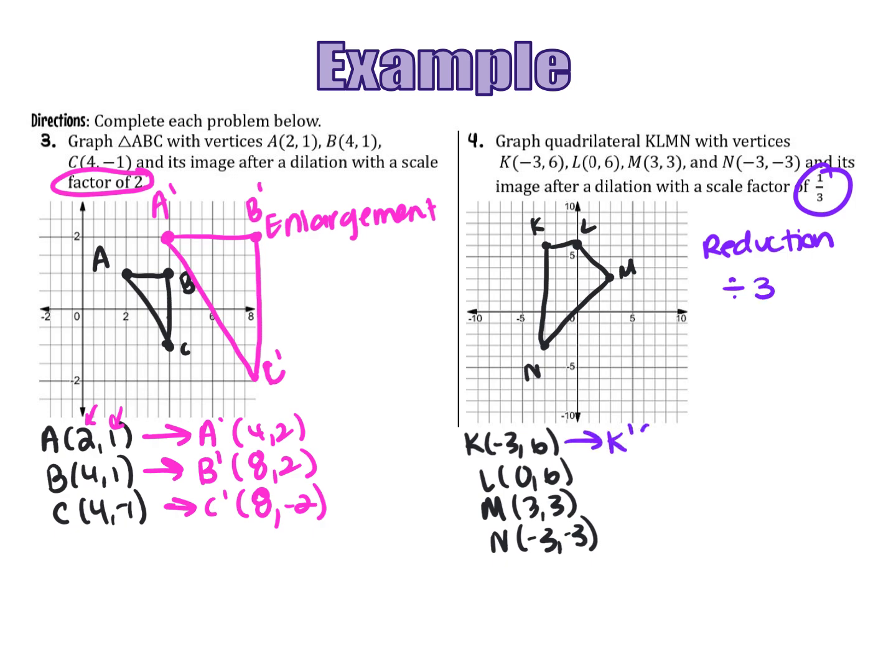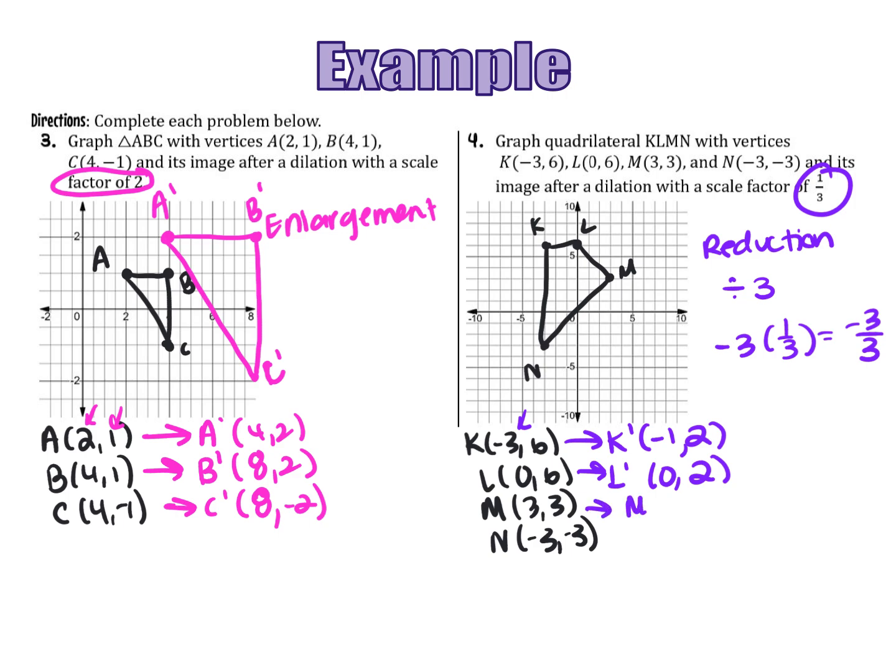So if I say that negative 3 times 1/3, that's the same as saying negative 3 divided by 3, which is going to be negative 1. 6 times 1/3 is going to be the same thing as saying 6 divided by 3, which is 2. 0 divided by a number that's not 0 is going to be 0. 6 divided by 3 is 2.